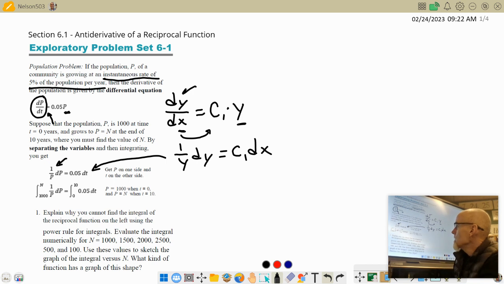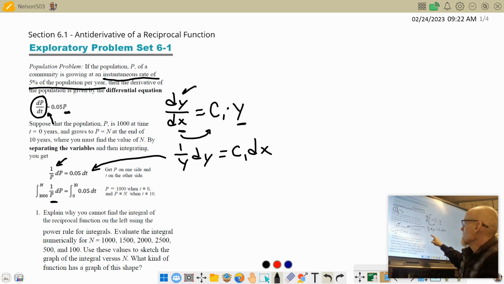Well, what are we doing now? We're going to try to take the antiderivative of both sides because we want an equation. We don't want an equation with the rate. We want an equation for the population. So we want to try to get the p variable isolated. We like it to be p equals.